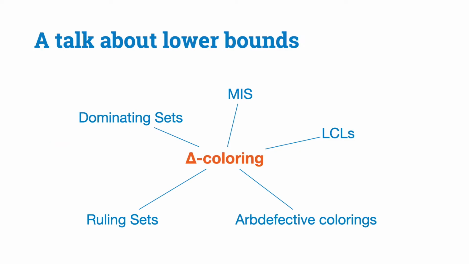So let's now see where the journey started and why the title talks about delta coloring. In the rest of the talk, we will see how the delta vertex coloring problem is strictly related to many other symmetry breaking problems that have been studied in the literature in the distributed setting, such as dominating sets, MIS, ruling sets, and arb-defective colorings. Also, we will see how delta coloring is related to questions regarding complexity theory, and in particular to an open question regarding a class of problems that has been studied a lot in the distributed setting, called locally checkable labelings.